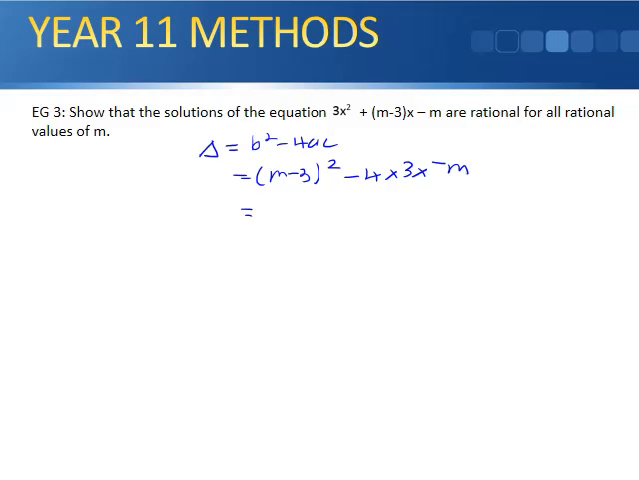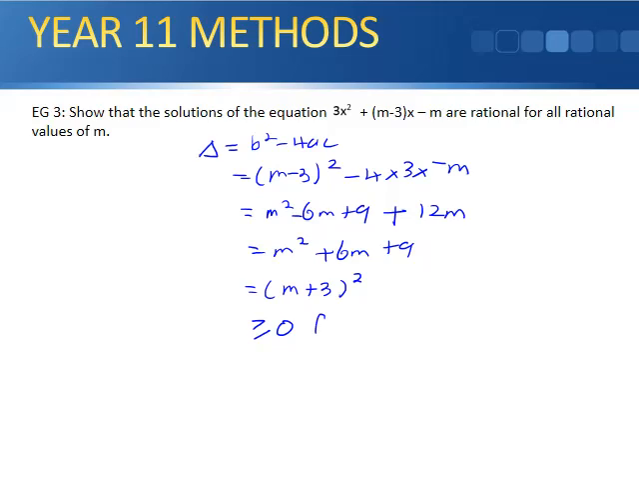So when I work this out, I get (m minus 3) squared, which is m squared minus 6m plus 9. This becomes a plus 12m. So I've got m squared plus 6m plus 9, and when I factorise this, I'm going to get (m plus 3) all squared. So it doesn't matter what m is, this answer will always be greater than or equal to 0 for all m values, because it's a perfect square.